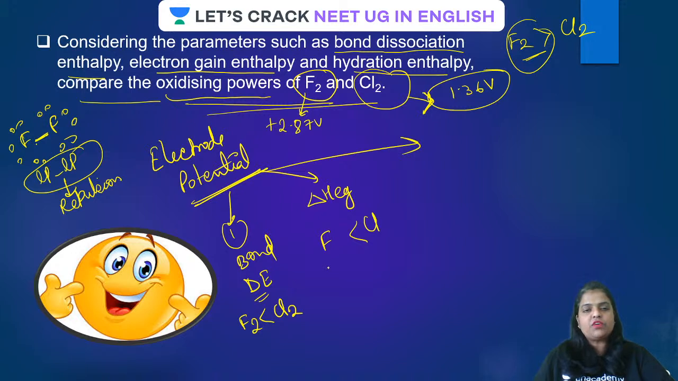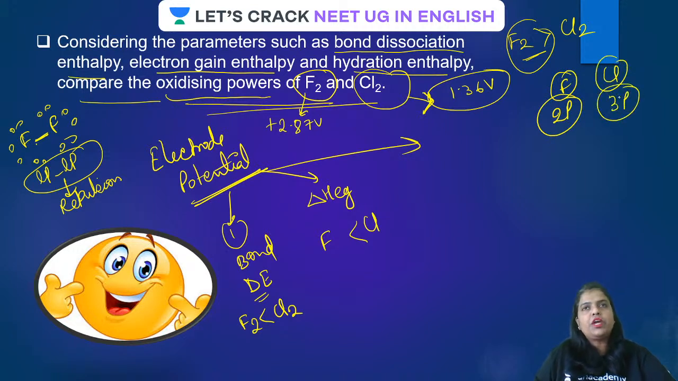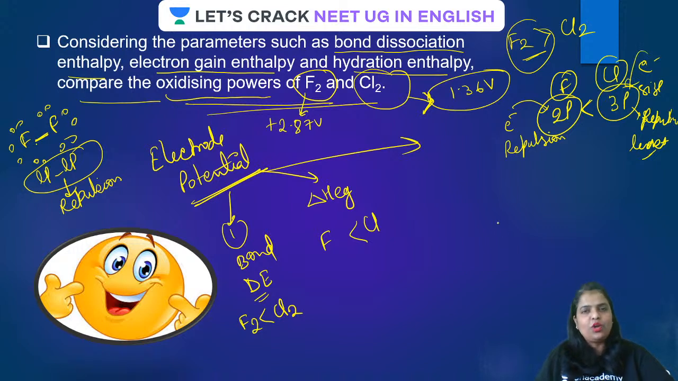Why? Because in the case of fluorine, where does the electron go, guys? The electron enters the 2p orbital, and in the case of chlorine, the electron enters the 3p orbital. The 2p orbital is much smaller in size than 3p. So when the electron enters the 2p orbital, a lot of repulsion takes place, and some energy is utilized to overcome that repulsion, guys. Whereas such repulsion is least in the case of the electron entering chlorine, because 3p is much bigger than 2p.